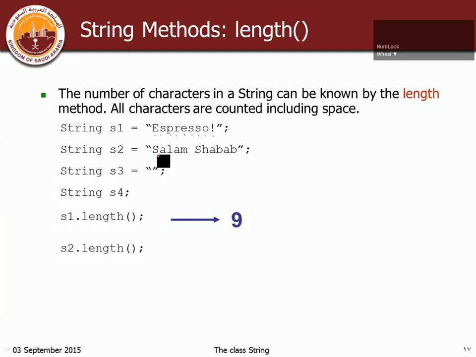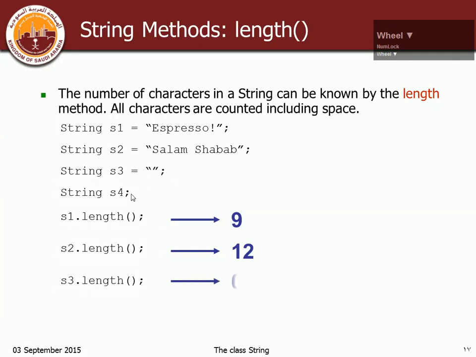That means 2, 4, 5, 6, 7, 8, 9, 10, 11, 12. So it's going to give me 12. The space is also included because it is a character. This one we've seen is going to give us 0.